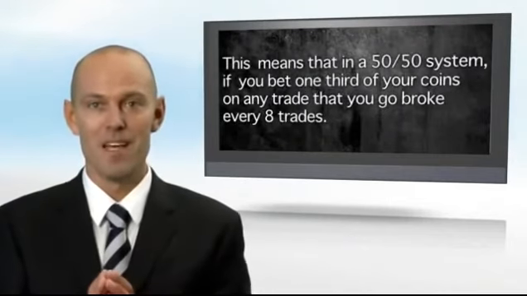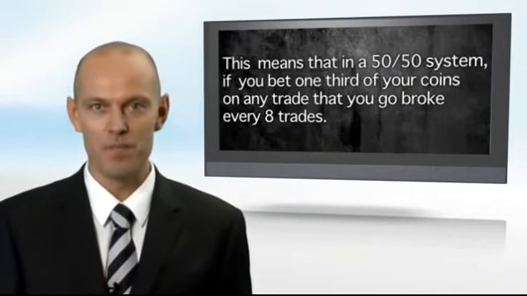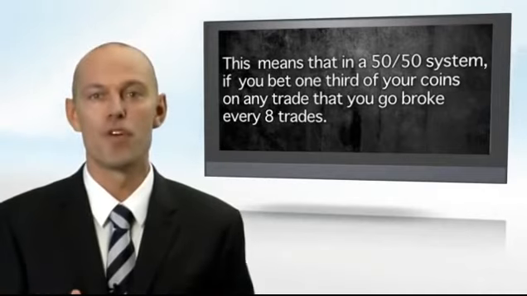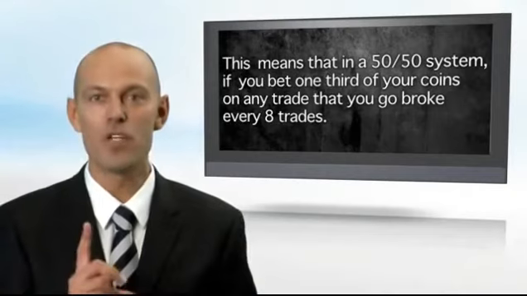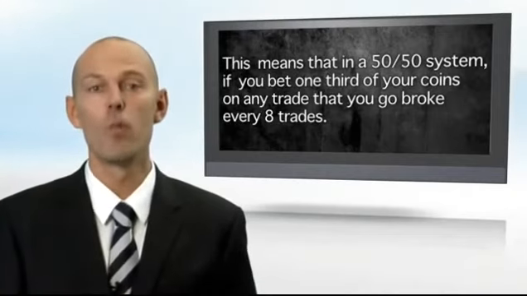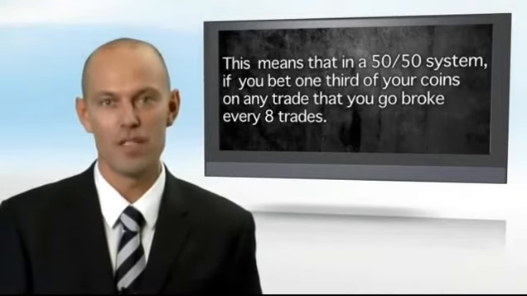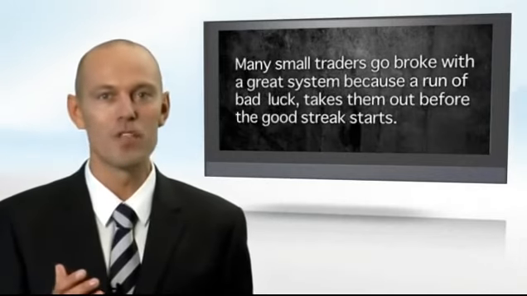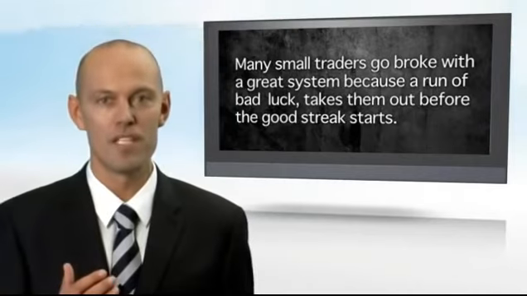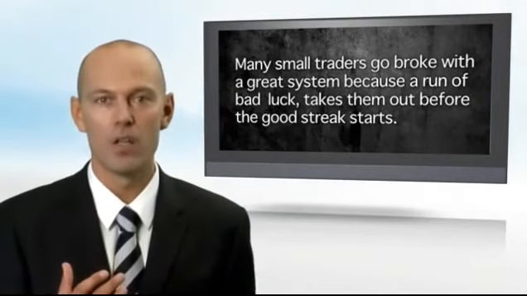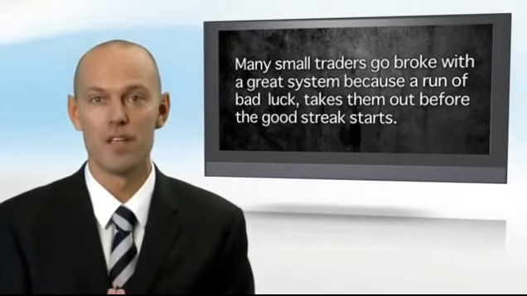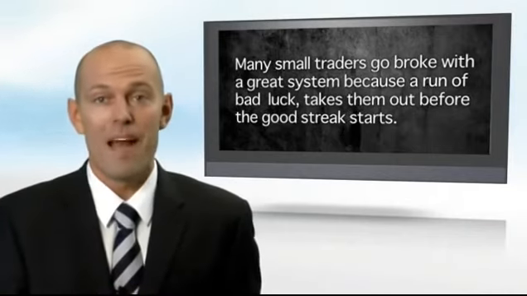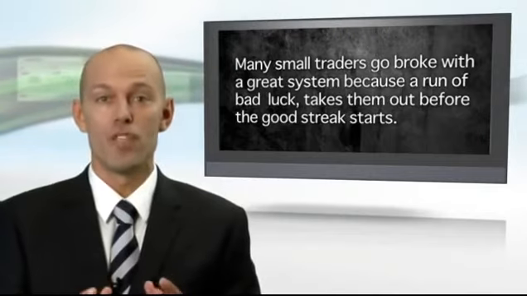This means that in a 50-50 system, if you bet 1/3 of your coins, i.e. of your account size on any one trade, then you will go broke every 8 trades. And that's really not in your interest. Many small traders go broke even though they have a great system because of a run of bad luck, which incidentally is a mathematical certainty. A run of bad luck will take them out before the good streak starts.